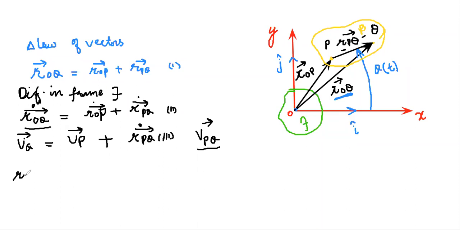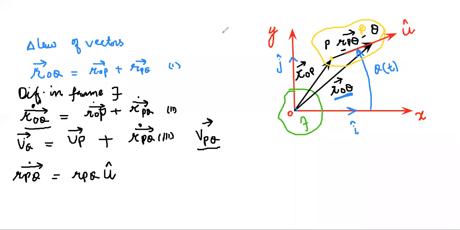This RPQ vector we can write as the magnitude of RPQ, and we write its direction in the form of a unit vector drawn from point P to point Q. If we draw the unit vector from point P to point Q, say for example we call this unit vector U cap.